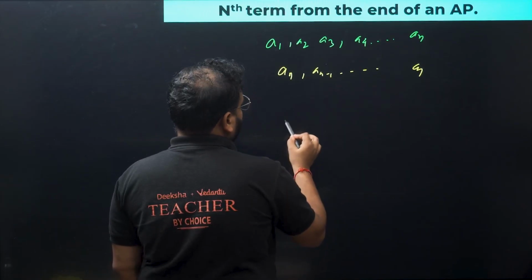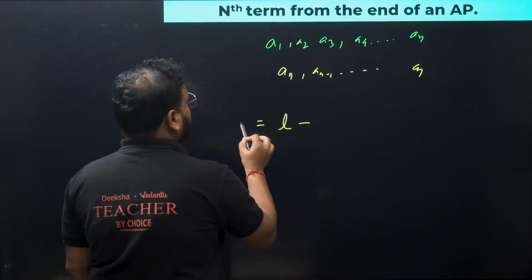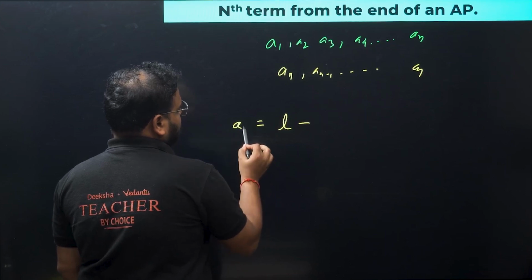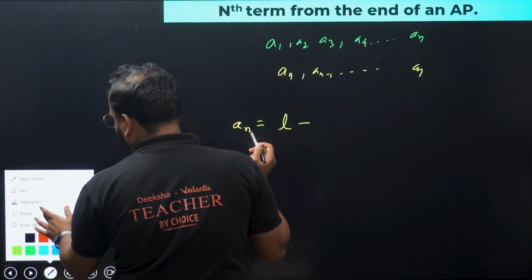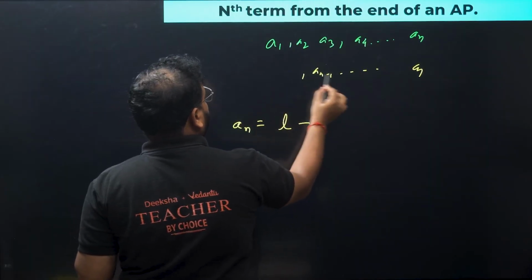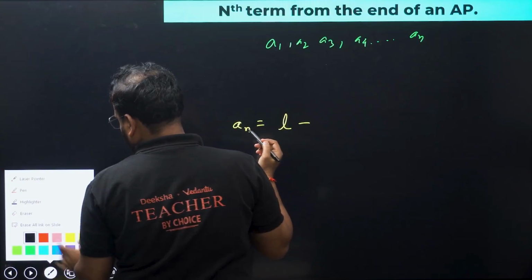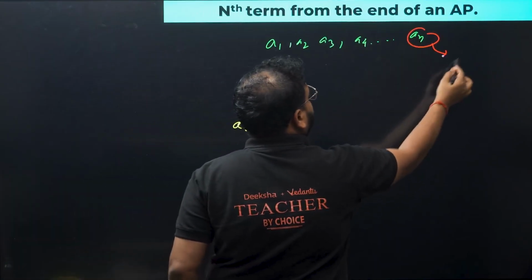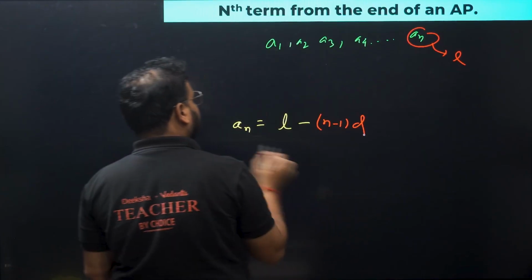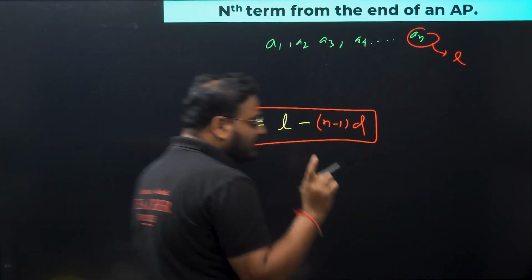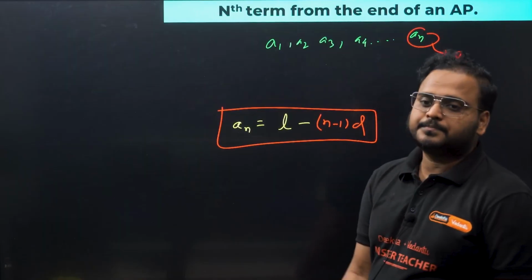Please check. So you write this actually as L minus, this will remain as it is. It will be the formula for an only, and this term actually is called the last term, L. So L minus, rest all remains the same. That's the formula for the nth term from the end.